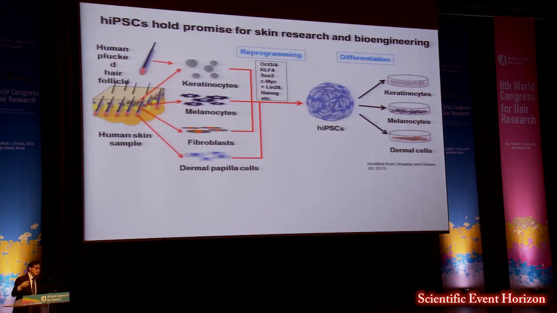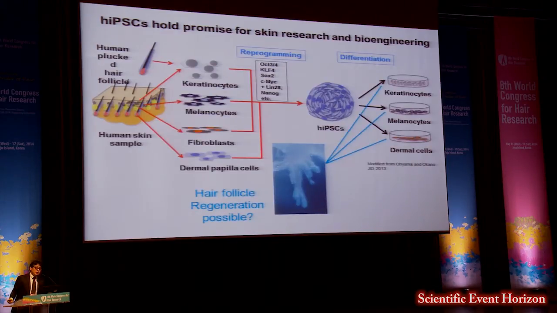And human iPSCs, vice versa, can be induced into keratinocytes, melanocytes, and dermal cells. These are the major components for hair follicle regeneration. So hair follicle regeneration may be possible using iPS cells. And interestingly, iPS cells can be generated from a plucked hair follicle via the reprogramming and differentiation process.